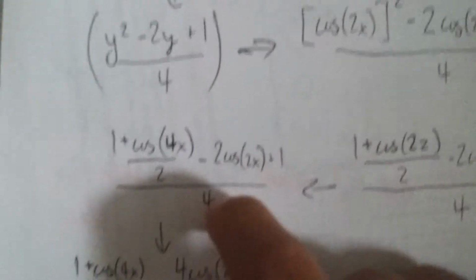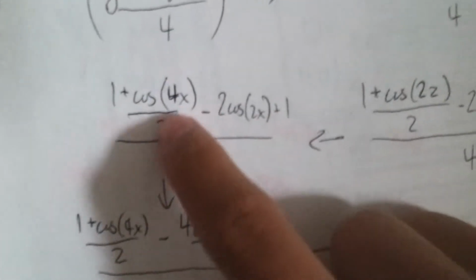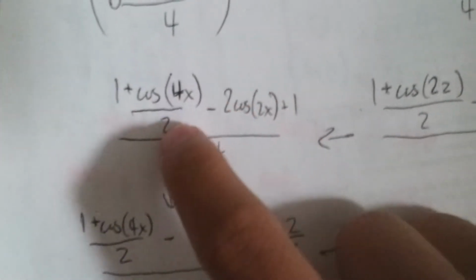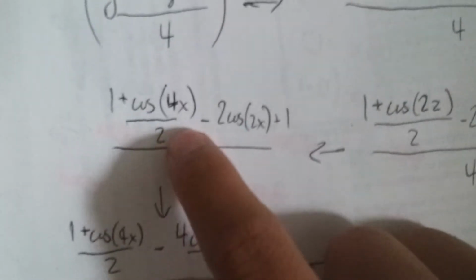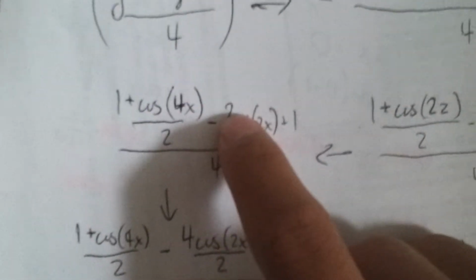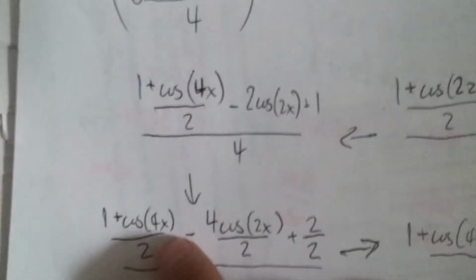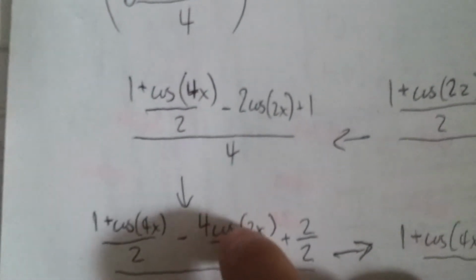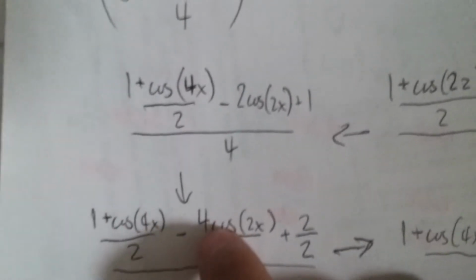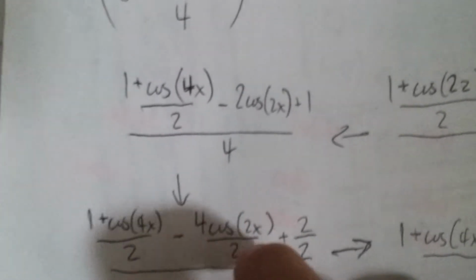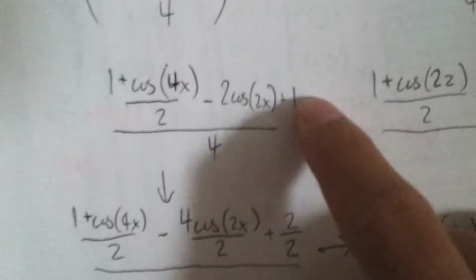And now we want to get everything up here, the numerator, with the same denominator, which is 2. So we're going to have to multiply this by 2 over 2 and 2 over 2. So now we're going to drag this down, keep it the same. 2 times cosine 2x times 2 is 4 cosine 2x divided by 2. And then 2 over 2 times 1 is 2 over 2 divided by 4.